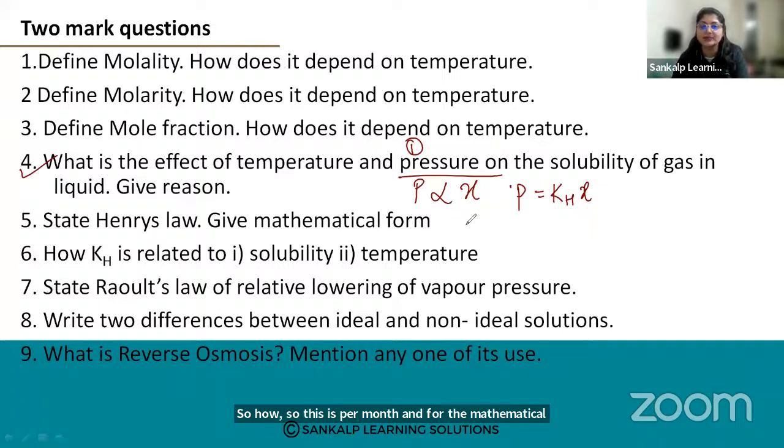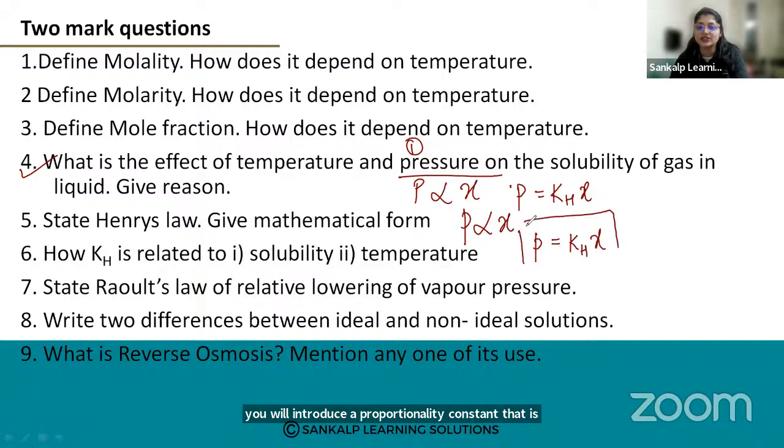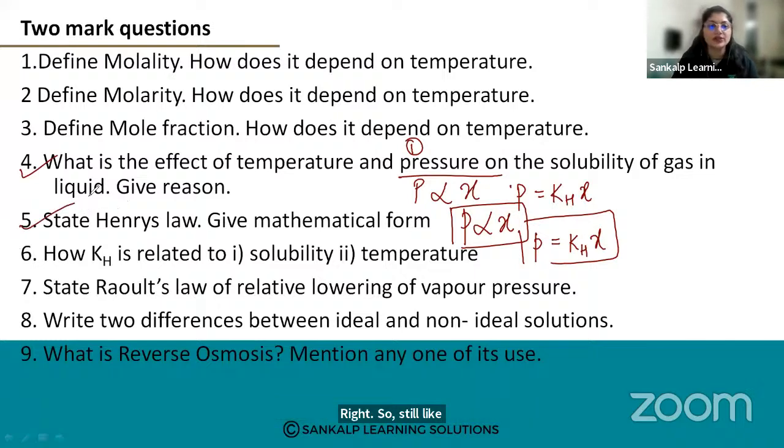So what is the mathematical expression? Partial pressure is directly proportional to the mole fraction, chi. When you remove the proportionality sign, you introduce a proportionality constant, so p equals Kh into chi. So this is your mathematical expression. For the law you write 1 mark, and for the mathematical expression you will get another mark. Is it understood?